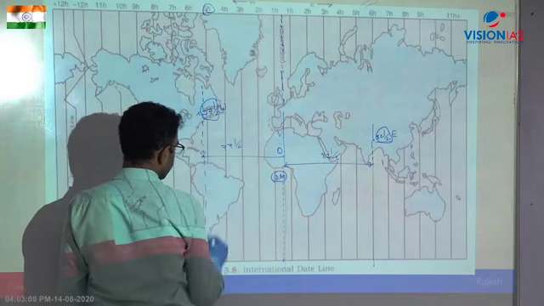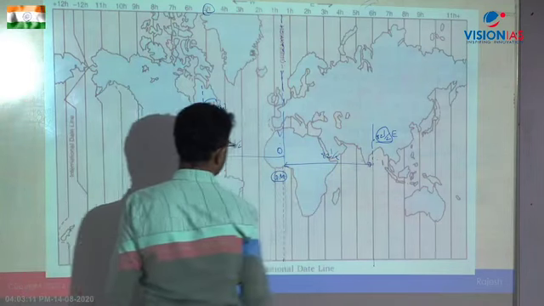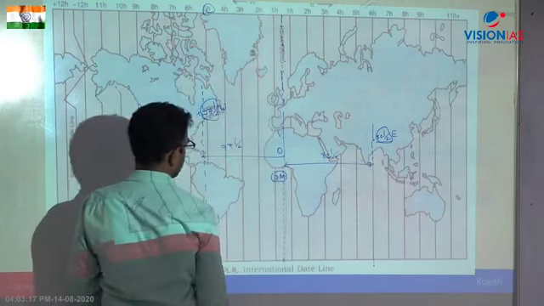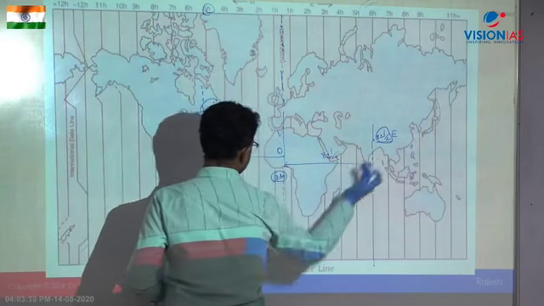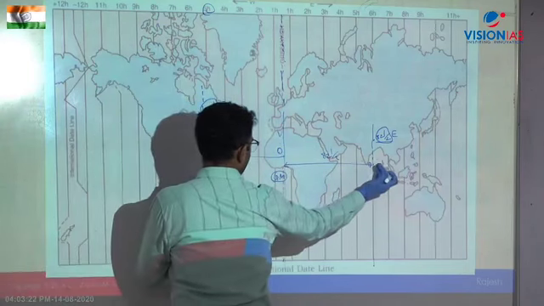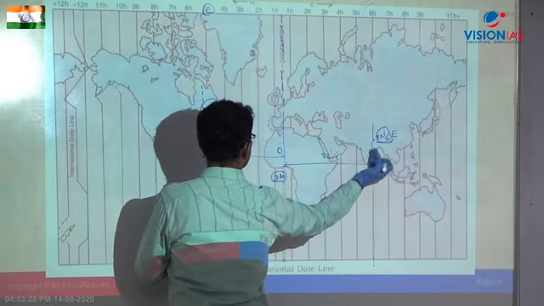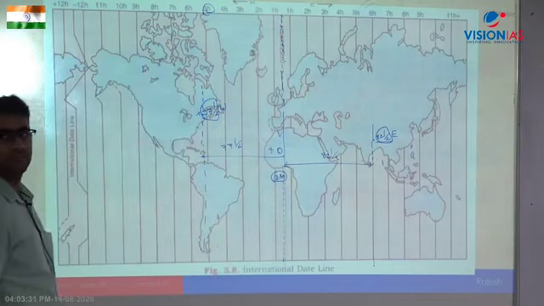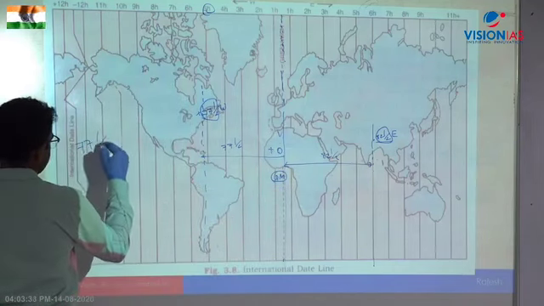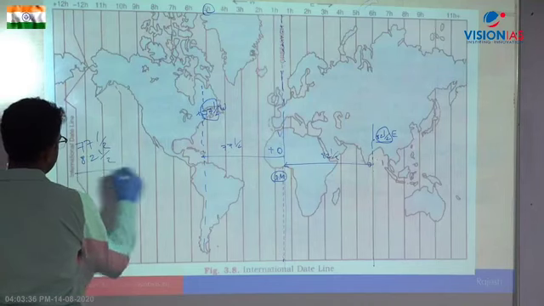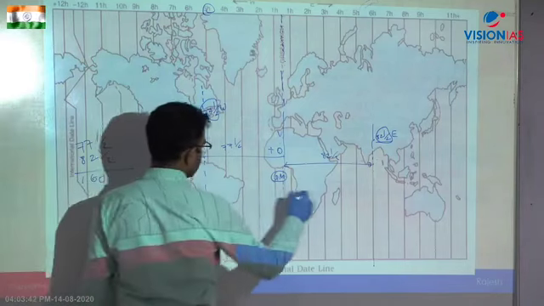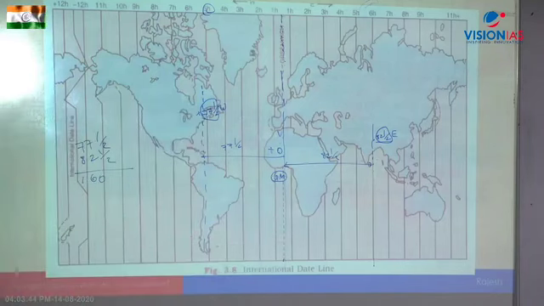To find the time between Toronto and Mirzapur, you should know the longitudinal difference between Toronto and Mirzapur. Not from Toronto to Greenwich and Greenwich to Mirzapur. You should calculate how much is the longitudinal distance between Mirzapur and Toronto. That we'll find by adding these two. 77 and half plus 82 and half. How much is it? 160. 160 degrees is the longitudinal distance between Mirzapur and Toronto.